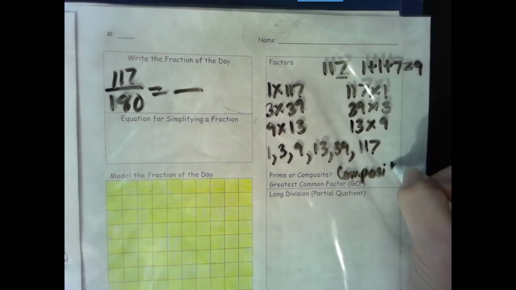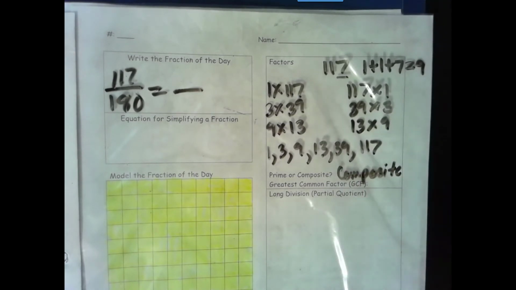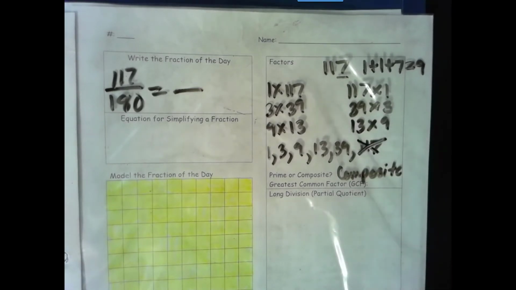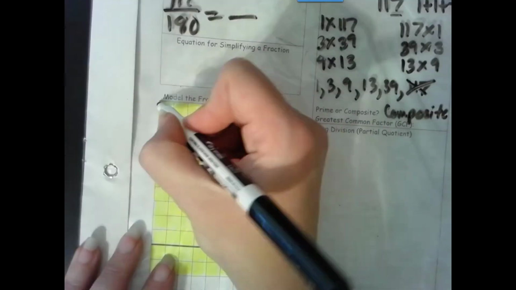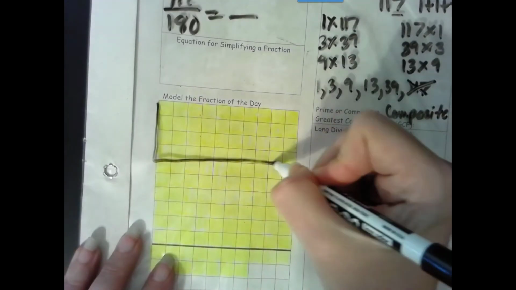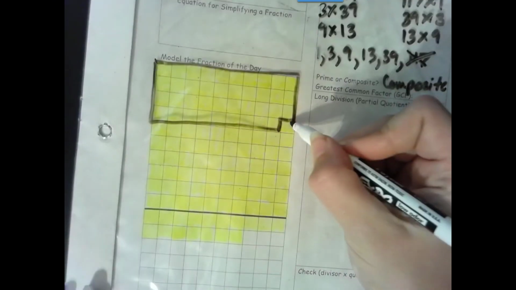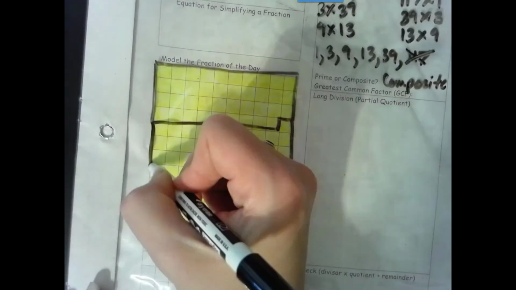Let's go ahead and find our greatest common factor. So we only have 63 days left, so 117 won't work. So let's try groups of 39. Now your groups do not have to look like mine, but they do have to have 39 in each. And you need to keep the shaded separated from the unshaded.